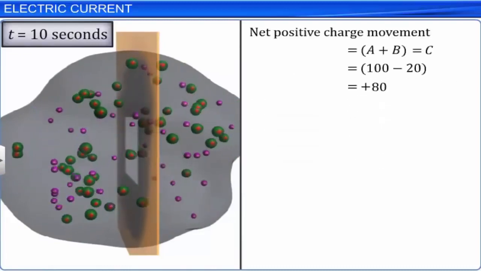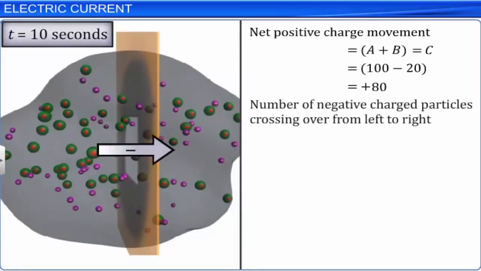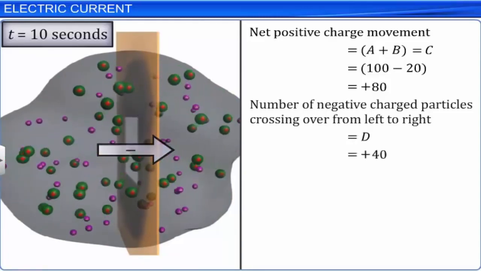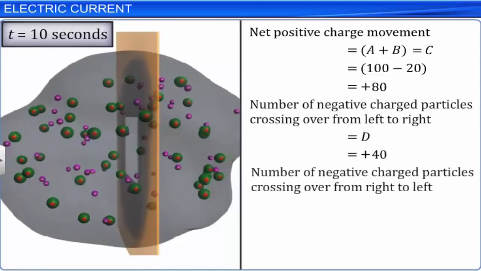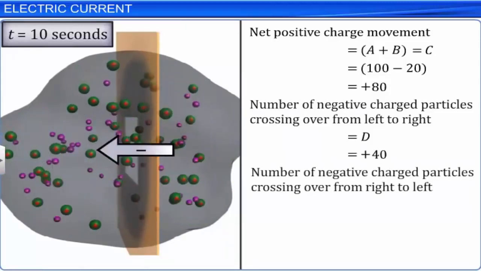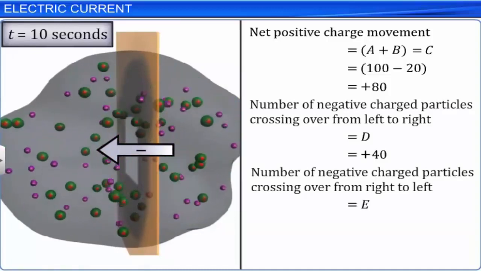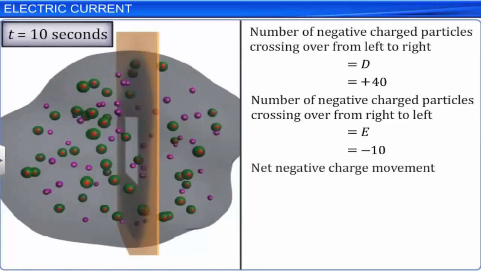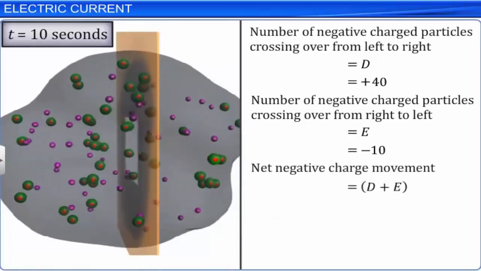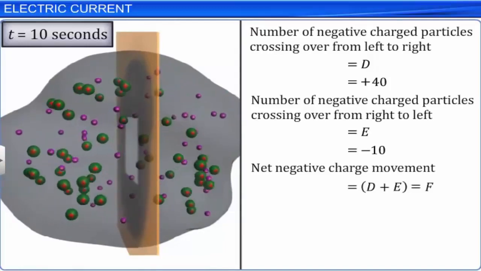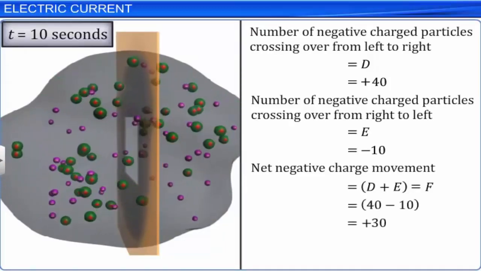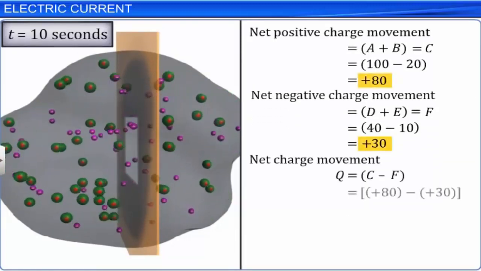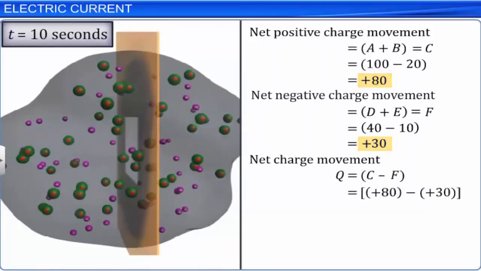The number of negative charged particles crossing over from left to right is equal to D, which is equal to plus 40. The number of negative charged particles crossing over from right to left is equal to E, which is equal to minus 10. The net negative charge movement is equal to D plus E is equal to F, which is equal to plus 30. The net charge movement Q is equal to C minus F, which is equal to 50.